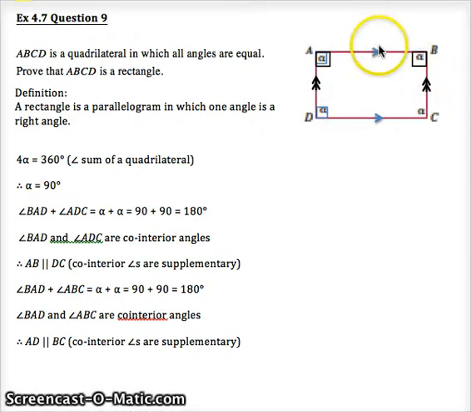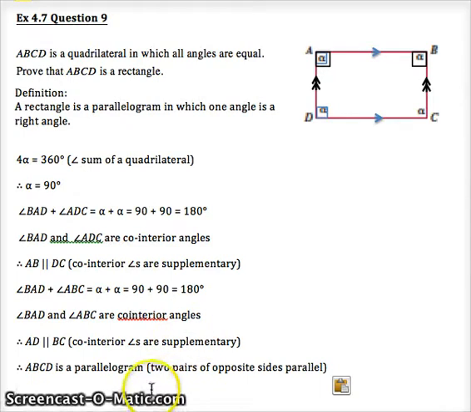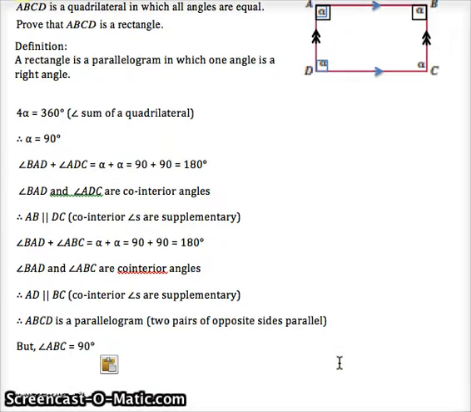So basically we've proven that we have two pairs of opposite sides that are parallel, and that is enough now to prove that we have a parallelogram. So we can say that therefore ABCD is a parallelogram because we've got two pairs of opposite sides that are parallel. We also already know that all those four angles are right angles, but we can just state that we know angle ABC, for example, is 90 degrees.